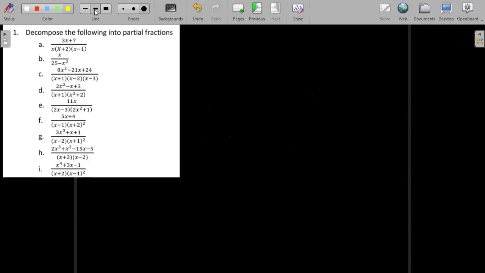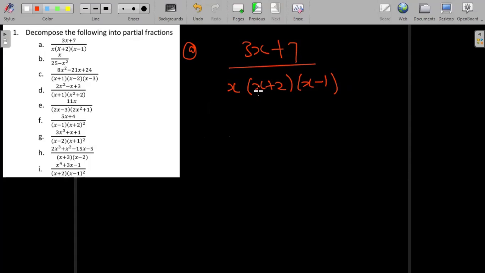Right, so we are solving questions on partial fractions. The first one, A, is 3x plus 7 divided by x, then x plus 2, and then x minus 1. The first thing is to check if the highest power of the denominator is actually greater than the highest power of the numerator. So here the highest power is 1. But in the denominator, when I multiply x with this, I'm going to get x to the power 3.